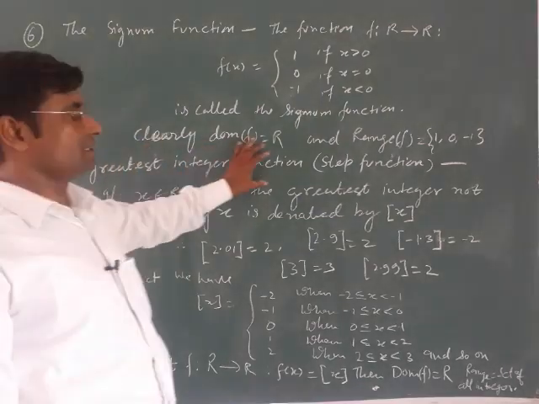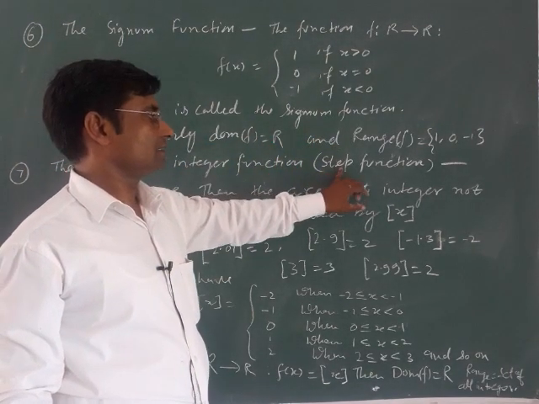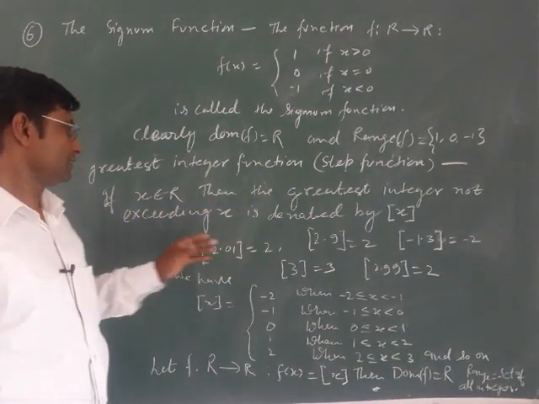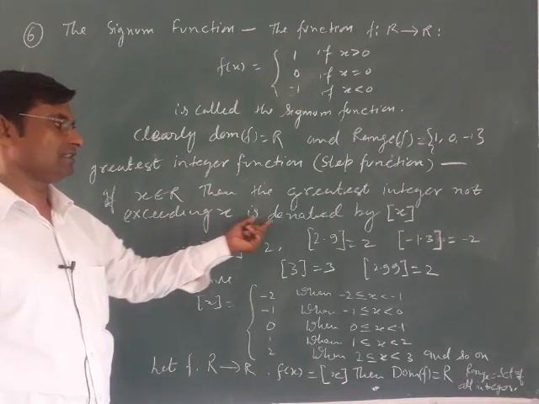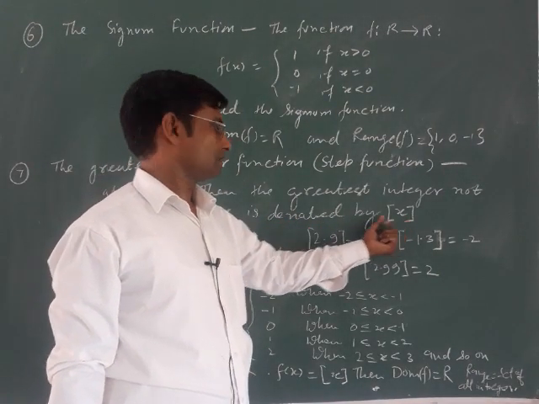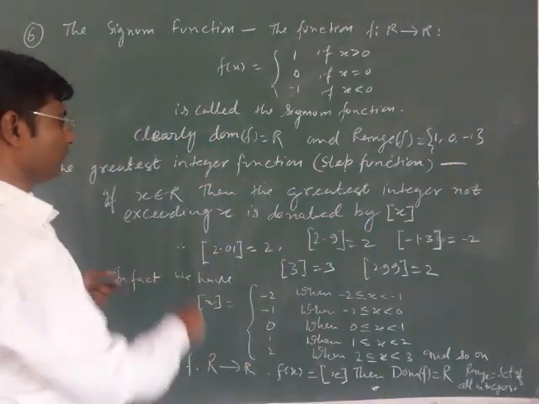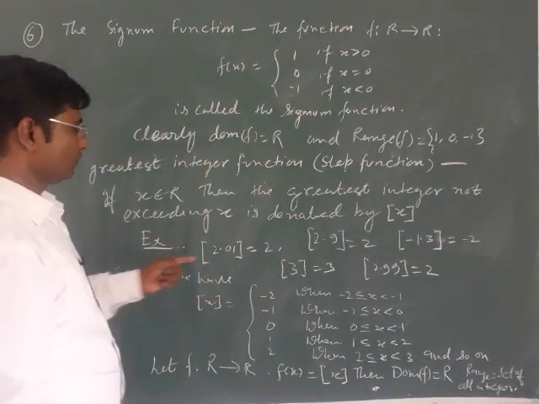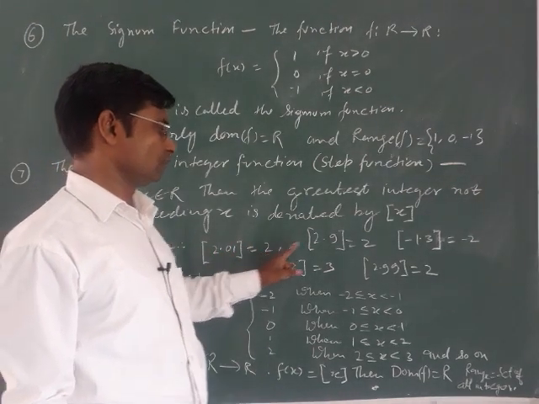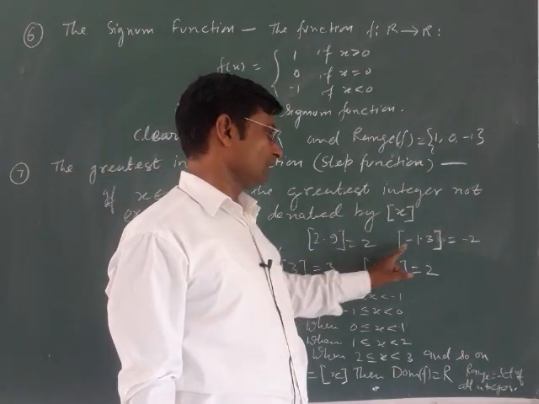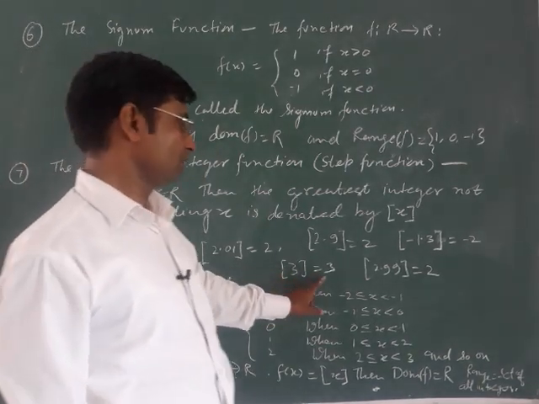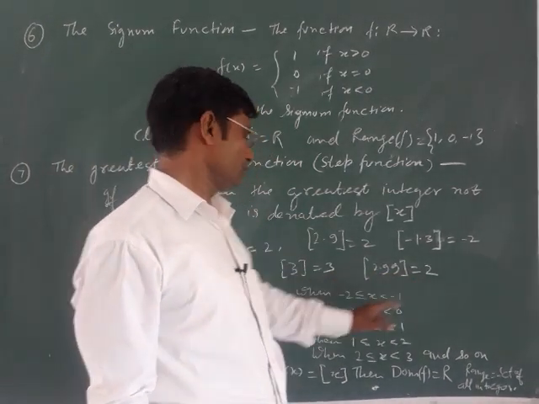And greatest integer function, also known as step function. If x belongs to R, then the greatest integer not exceeding x is denoted by [x]. Now an example is given. So 2.01 has greatest integer value 2, 2.9 has value 2, -1.3 has value -2, 3 has value 3, and 2.99 has value 2.